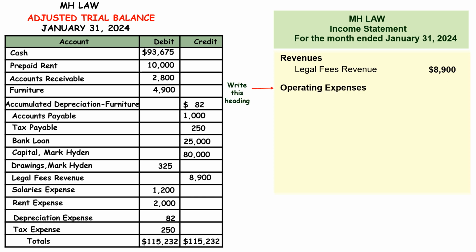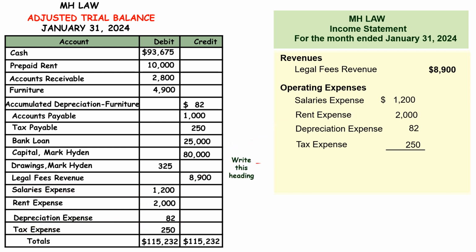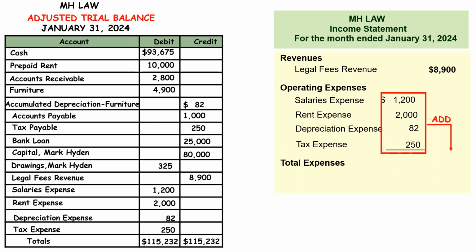So we start with the heading called operating expenses and go back to our trial balance and copy all of these expenses that we have here on the income statement. So we'll copy salaries, rent, depreciation, and tax expenses together with their amounts. So we copied these four expenses from the trial balance. We will put a heading called total expenses. Now we are going to total all these expenses here. So these four expenses will be totaled to give you total expenses of $3,532 here.